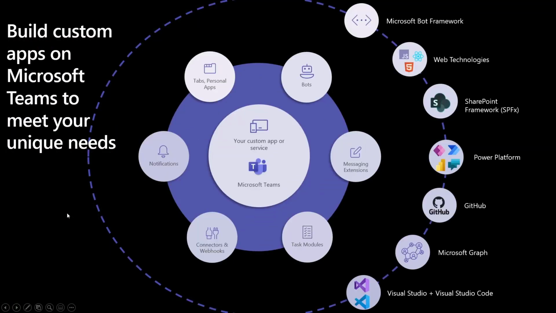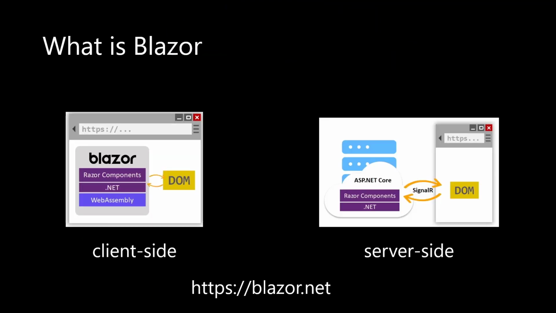As a Teams developer, you are most probably familiar with this slide. We will use it today to create some context of what we want to achieve with this video. We will use web technologies and Visual Studio to create a simple tab and to connect that tab to Microsoft Graph. What we are using to do that is something called Blazor.